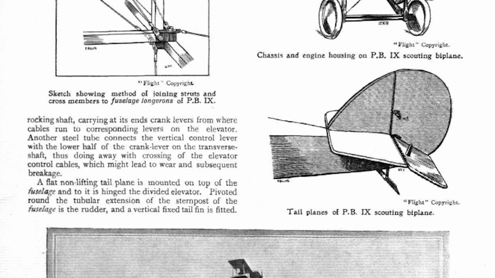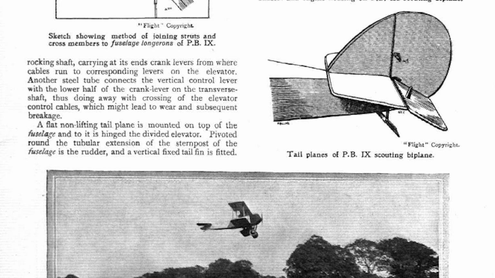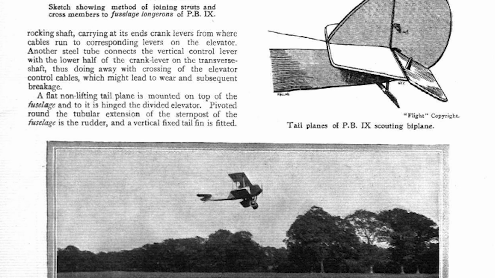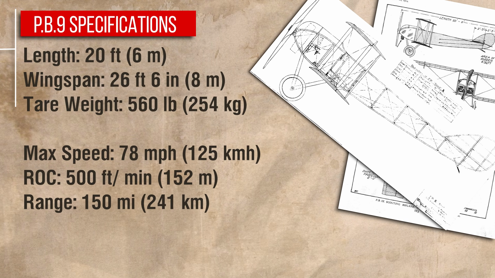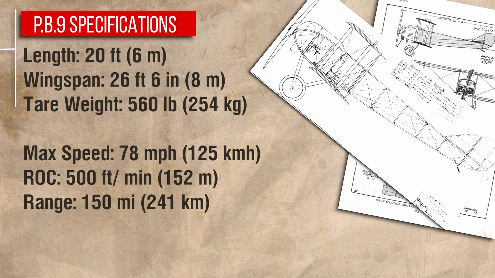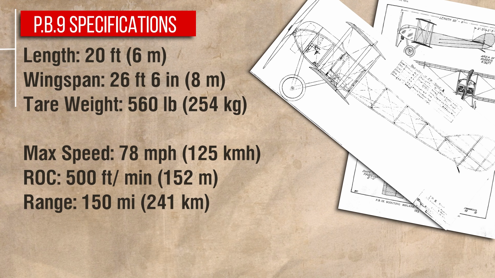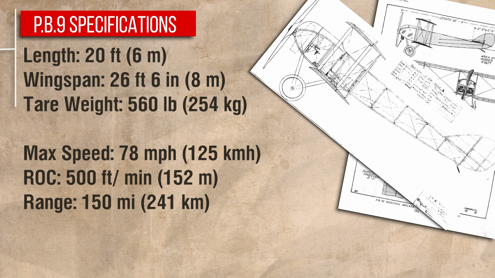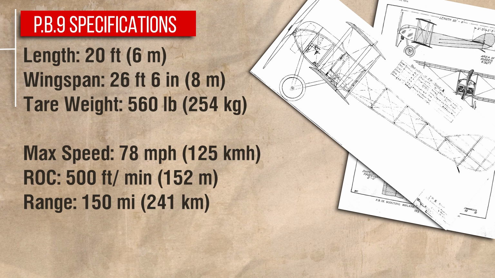Despite being built in such a hurry that people worried the glue hadn't properly dried, the PB-9 performed well on its first flight, and as an added bonus, all the important bits stayed in the right place. Powered by the same 50 horsepower engine that was used in the failed PB-1, it achieved a maximum speed of 78 miles an hour and a climb rate of 500 feet per minute. These were promising figures, but despite this, no orders eventuated.